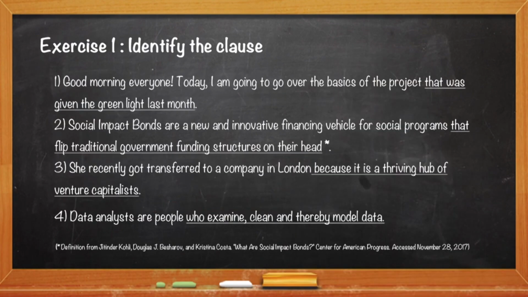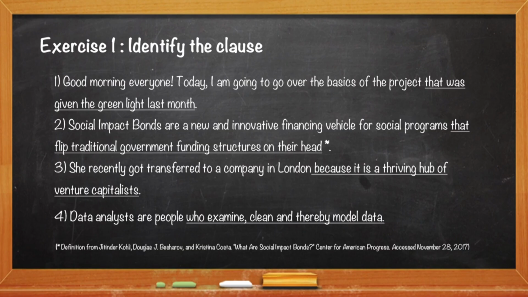Now, here is an exercise: identify the clause. Good morning everyone. Today I am going to go over the basics of the project that was given the green light last month. Which project? That was given the green light last month. Social impact bonds are a new and innovative financing vehicle for social programs that flip traditional government funding structures on their head. She recently got transferred to a company in London because it is a thriving hub of venture capitalists.